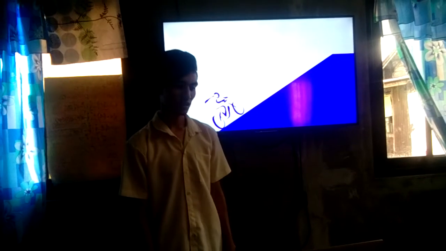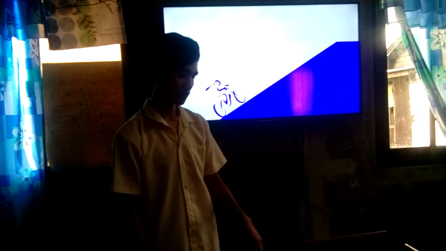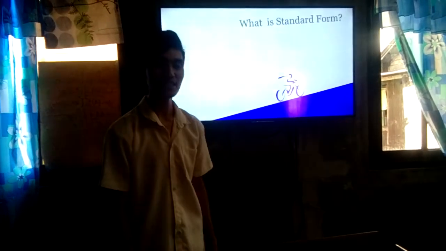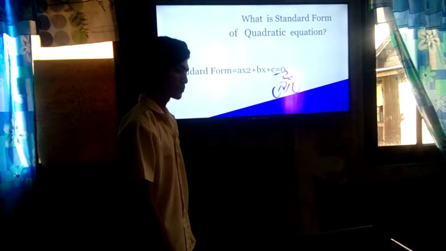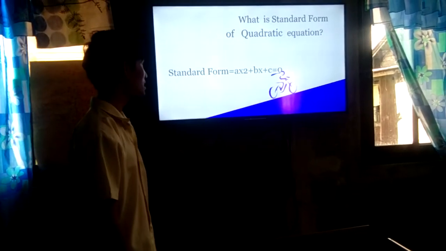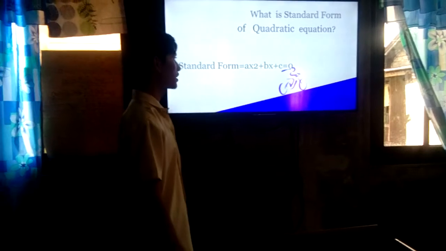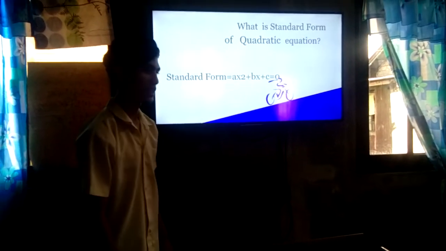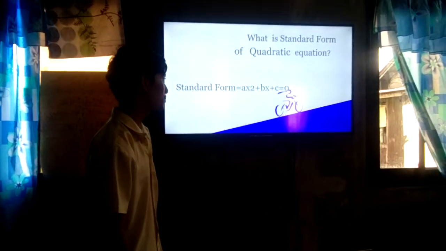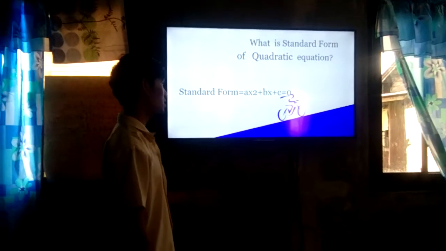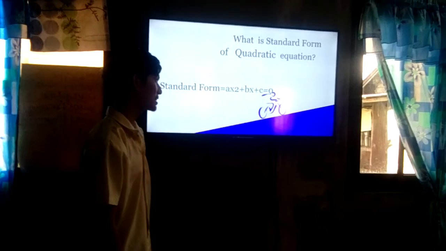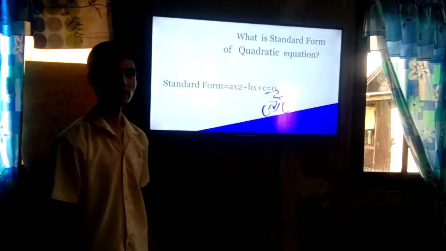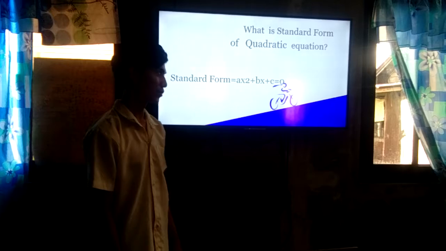Our topic for today is quadratic equation. We will start with what is the standard form. The standard form of a quadratic equation is ax squared plus bx plus c equals 0. Always remember, the partner of a is x squared, the partner of b is x, and c is a single term, and it is always equal to 0.